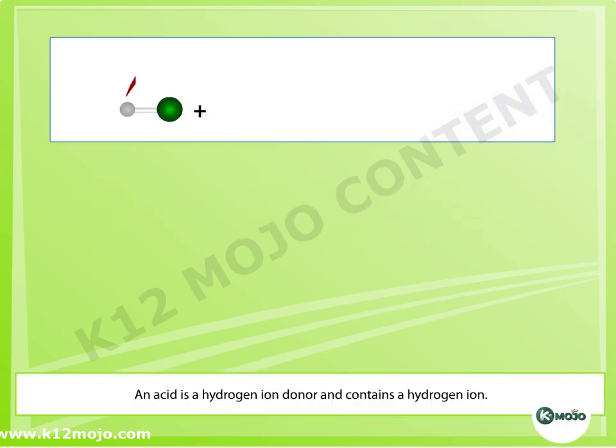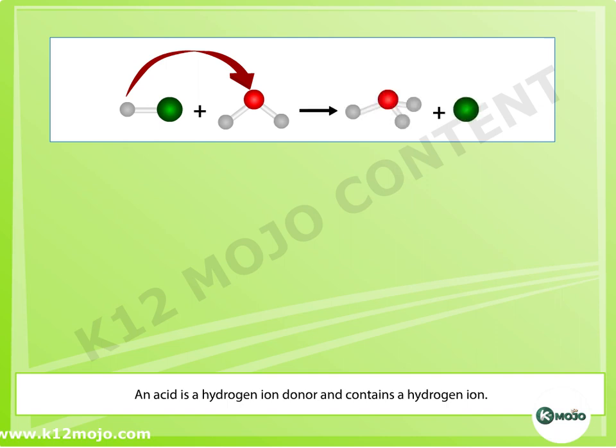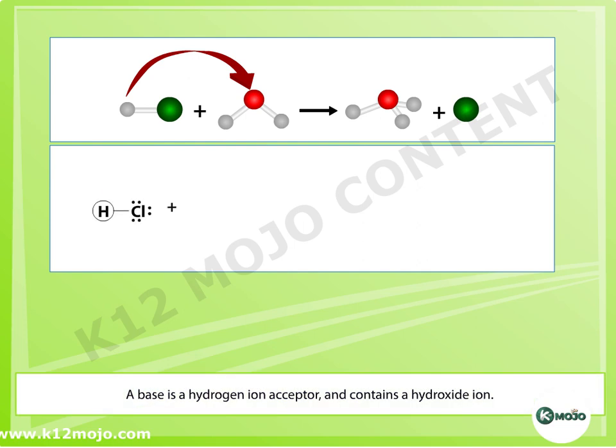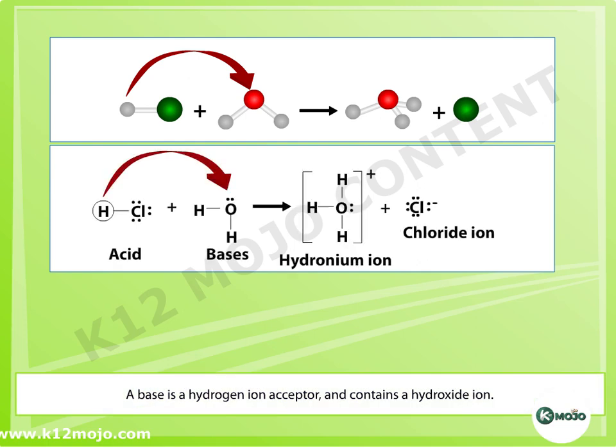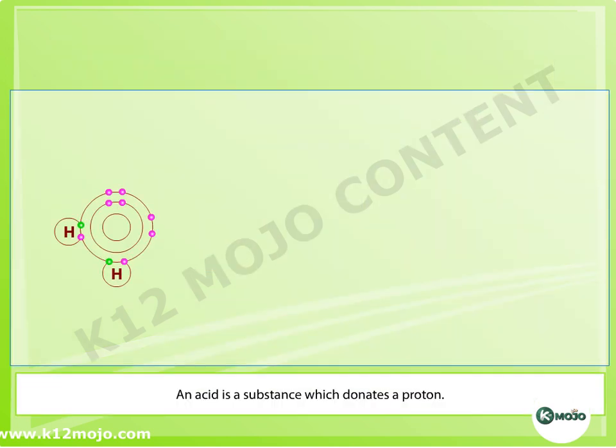An acid is a hydrogen ion donor and contains a hydrogen ion, that is HF, hydrofluoric acid, HCl, hydrochloric acid, HNO3, nitric acid. A base is a hydrogen ion acceptor and contains a hydroxide ion, that is NaOH, sodium hydroxide, Ba(OH)2, barium hydroxide. An acid is a substance which donates a proton.